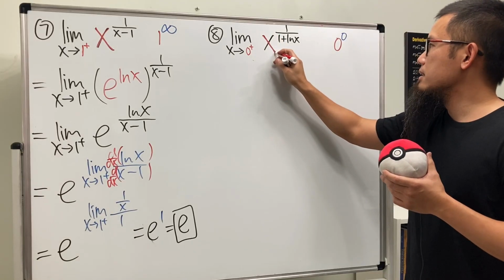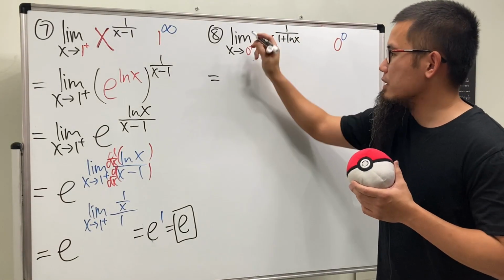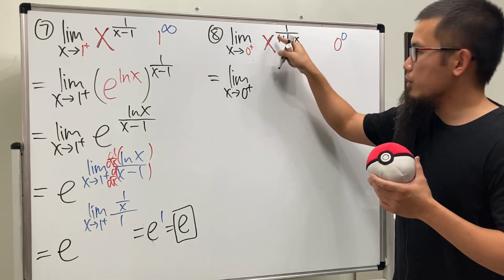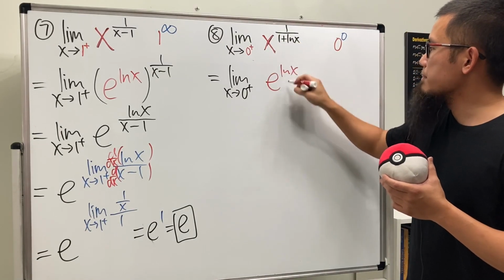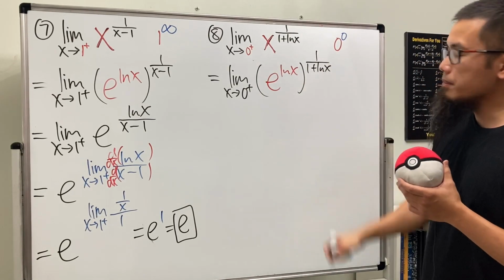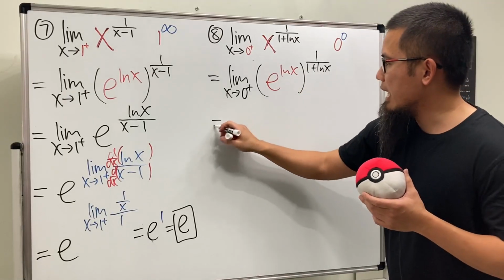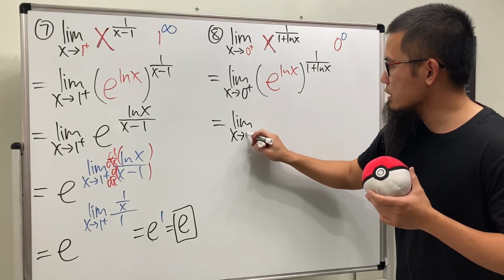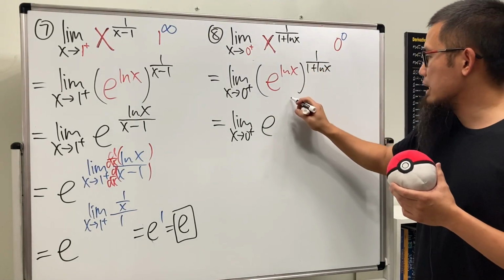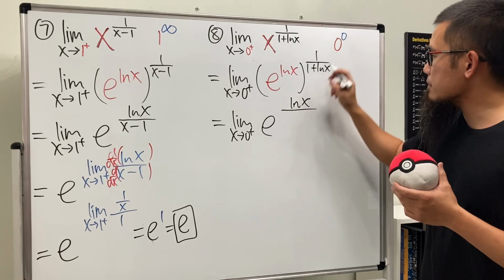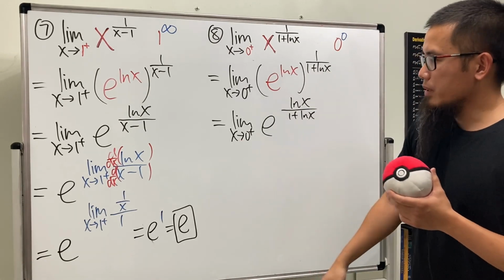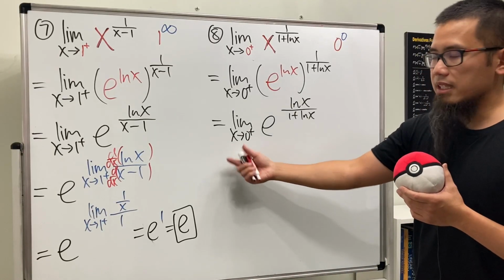X for the base. Okay, so again, this is the limit as x approaches 0 plus. Look at this as e to the ln x power, and then raised to the 1 over 1 plus ln x power. Multiply the powers, and we get the limit as x approaches 0 plus of e to the power, with this and that multiplied, so we just have ln x on the top over 1 plus ln x. Same thing as what we did over there. We can just take the limit right here.